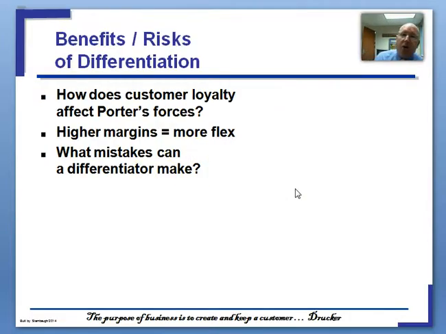What goes wrong in differentiation? Well, this is where you make the mistake of thinking that you can charge people through the nose. In other words, you raise your camera quality a little bit, but you raise your prices a lot. Or you raise your camera quality a lot, but you raise your prices so much that you've just priced yourself out of the market. Those are the typical mistakes that a differentiator makes when it doesn't work well.